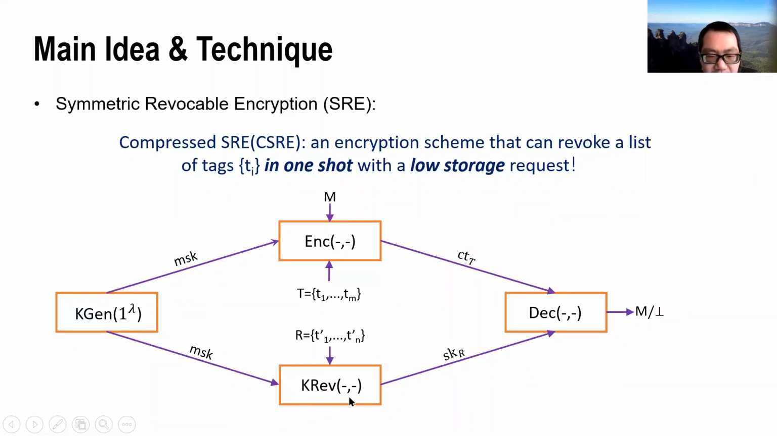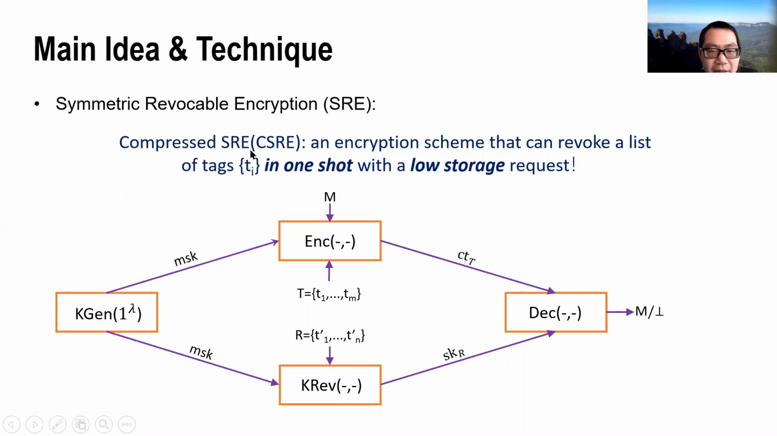The third algorithm is the key revocation algorithm, which takes as input the master secret key and a set of tags to be revoked. It outputs a revoked secret key SKR for the revocation list R. The last algorithm is the decryption algorithm, which takes as input the self-test associated with the set of tags T and the revoked secret key SKR for the revocation list R. It outputs the message if no tag associated with the self-test belongs to the revocation list. Otherwise, the decryption will fail.